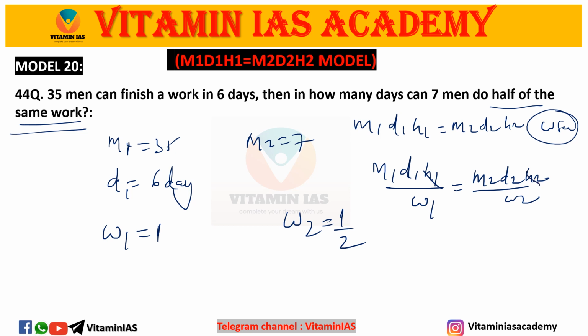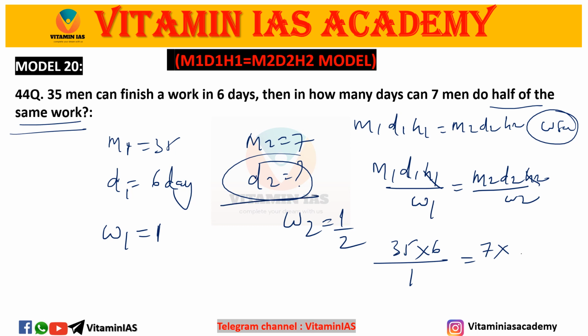M1 is 35, D1 is 6, and W1 is 1, is equal to M2, which is 7, and D2 is what we need to find. So keep D2 by work, which is 1 by 2. Here 1 by 2, then the 2 will go up. So 35 into 6 is equal to 7 into 2 into D2.